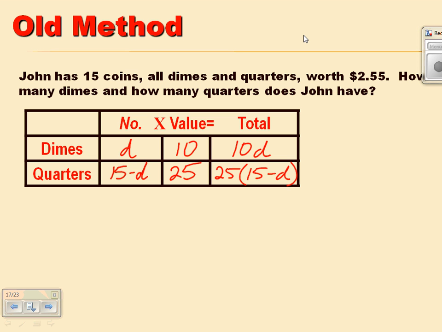So the total of dimes and the total of quarters should actually equal $2.55. But since I did my value of the coins without decimals, I'm going to write the equation without a decimal point. Therefore, I get 10D plus 25 times 15 minus D equals 255.